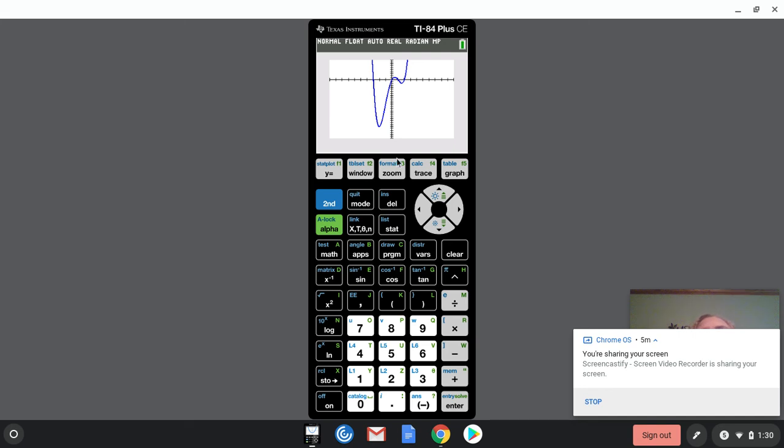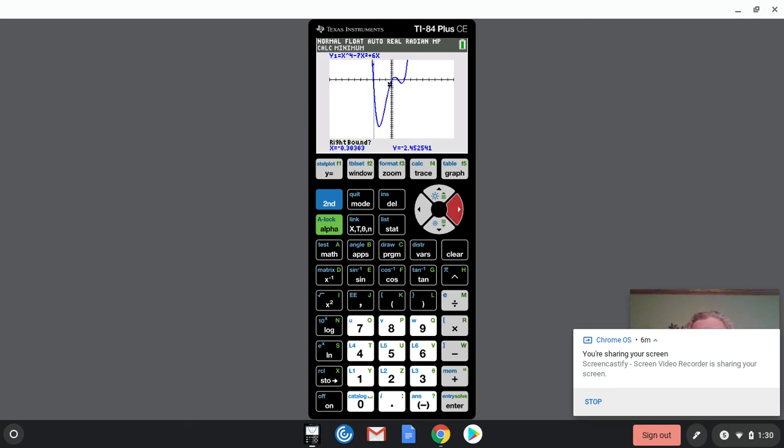Okay, I'm going to go for the minimum point here on the left. There's a minimum, a maximum, and a minimum. Okay, so we're going to go second trace, and we're going to find the minimum. Okay, you have to go left, left, left until you go past the minimum. Is my cursor to the left of the minimum? Yes, so we can go ahead and enter.